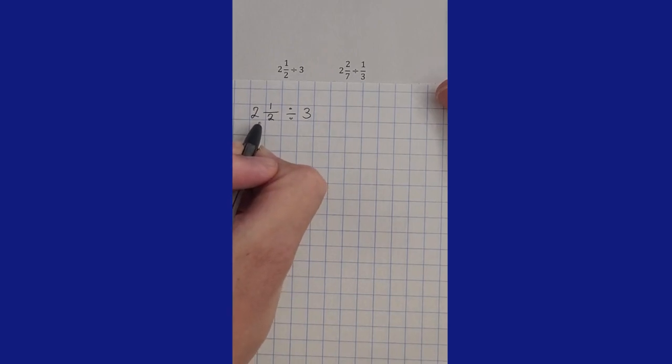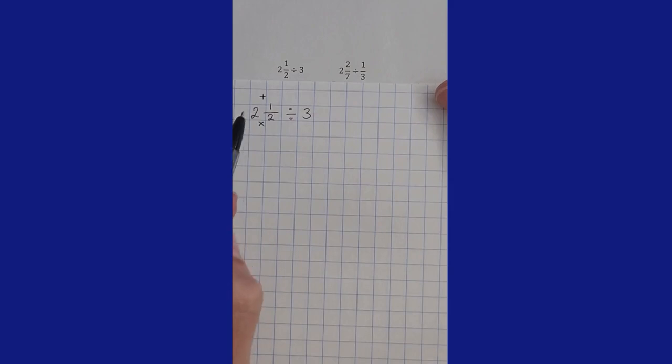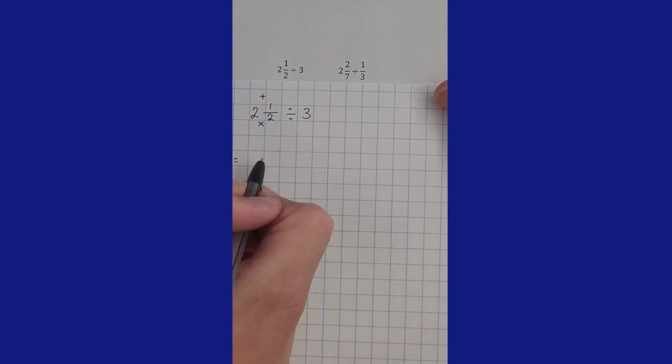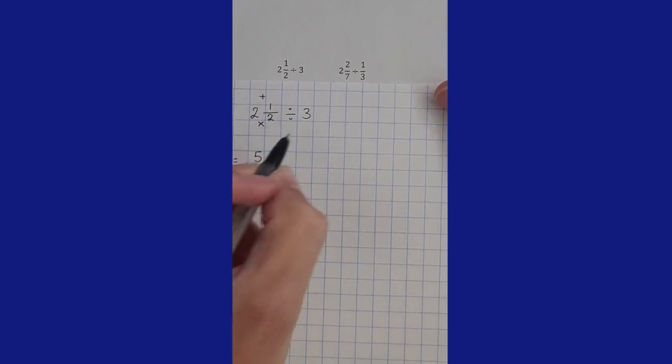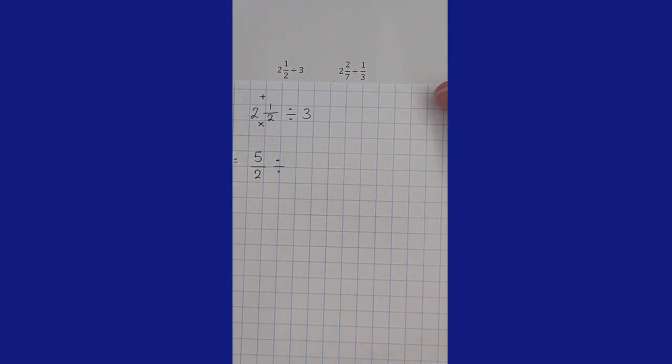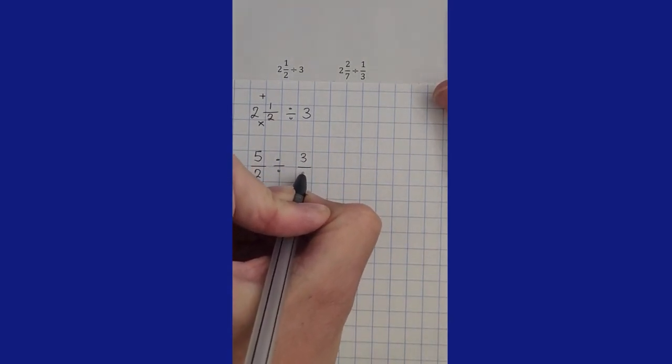So the first thing we need to do is turn this into an improper fraction. Now, hopefully you can remember how to do that, because what we need to do is multiply the 2 by the denominator, so 2 times 2, which is 4, and we add the numerator, so 4 plus 1 gives me 5. So I have 5/2. And I need to divide that by 3. But 3 isn't in a fraction form yet, so I just need to ensure I put it into a fraction form, so I'm going to write 3/1.